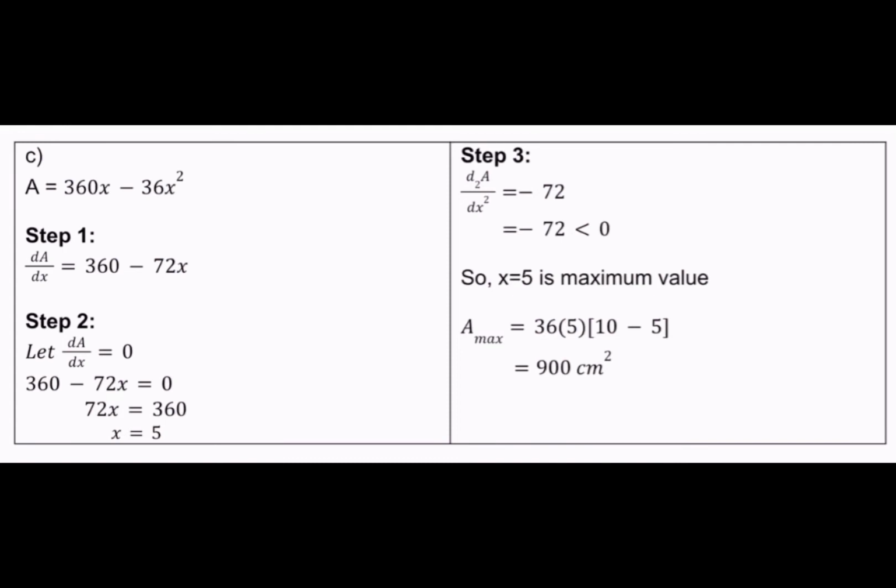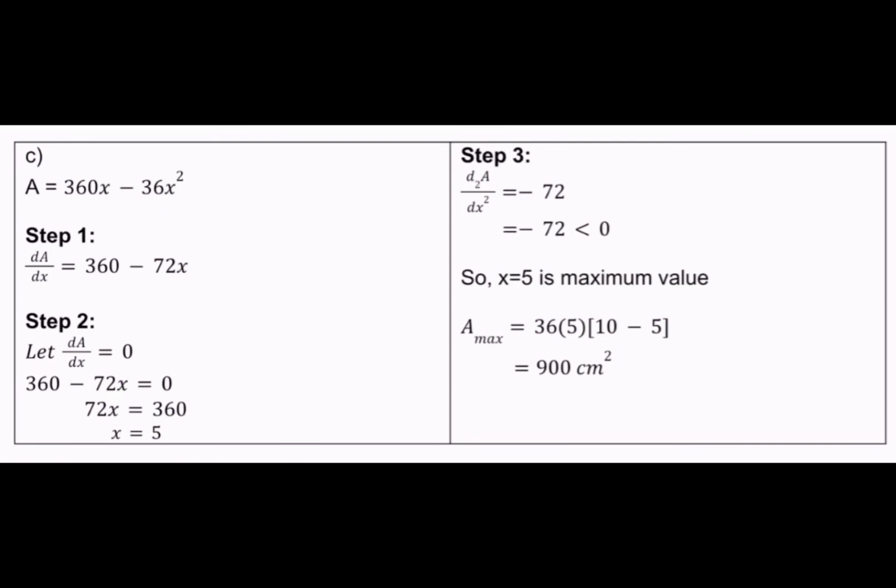Step 2, we let the derivative equal 0. So 360 minus 72x equals 0, and we find the value of x as usual, and we get 5 as the value of x for this step. Step 3, we make a second derivative test, which is 360 multiply 0 minus 72 multiply 1 and power x minus 1, and we get minus 72 as the answer, which is less than 0. So we can conclude that x equals 5 is a maximum value.